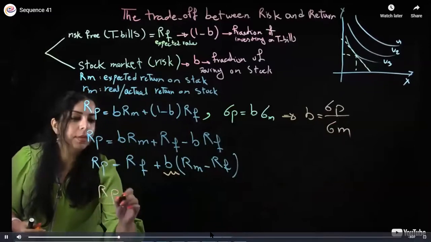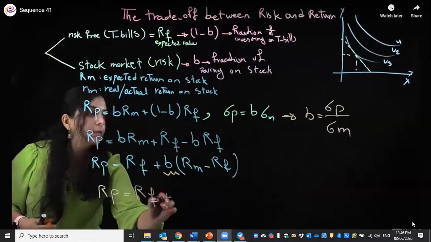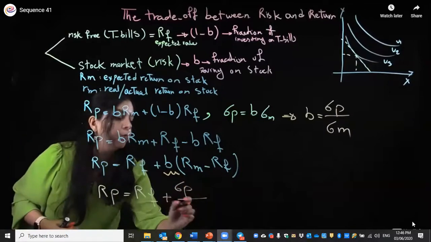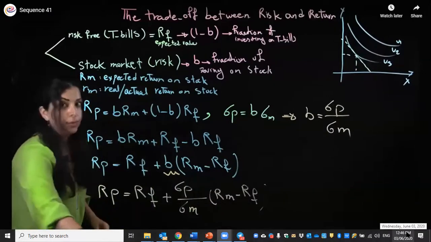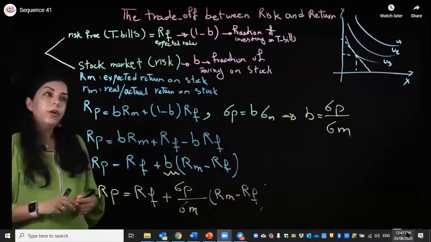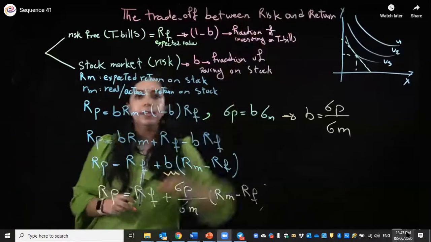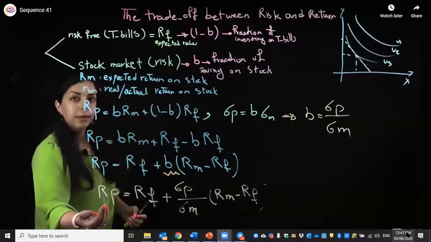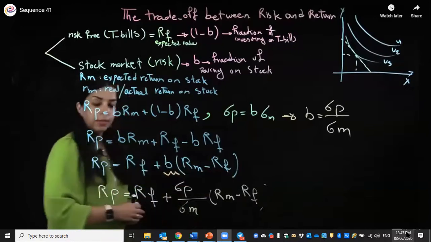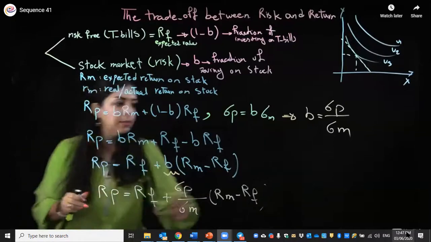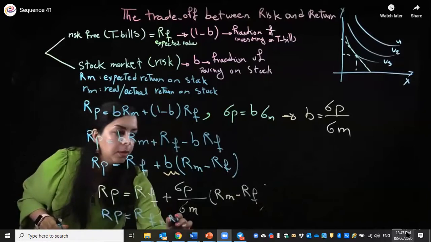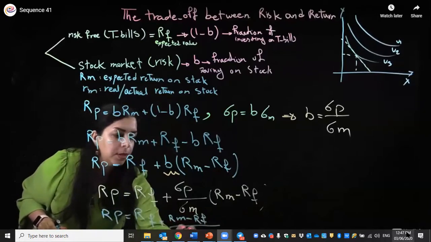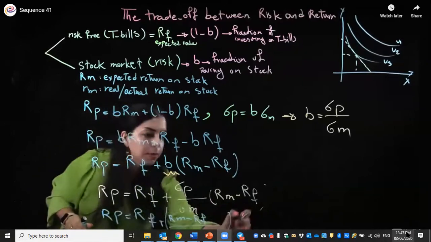So it means that Rp is equal to Rf plus sigma p over sigma m times Rm minus Rf. Right? Gradually something is appearing. If I want to discuss the trade-off between risk and return, I want to keep return on this side and risk on the other side. So I can rewrite this as Rp is equal to Rf plus Rm minus Rf divided by sigma m, multiplied by sigma p.